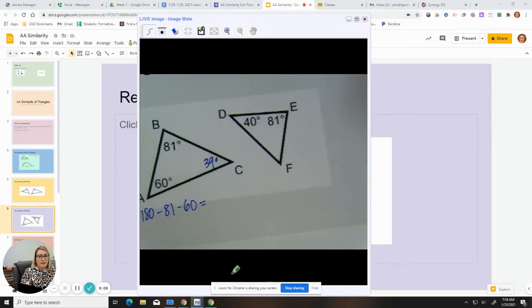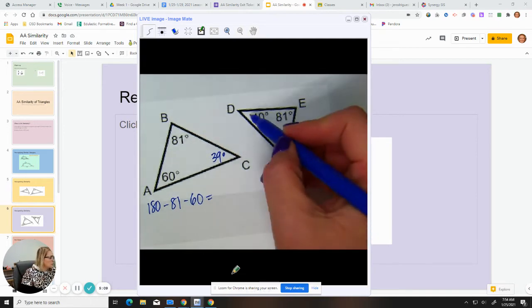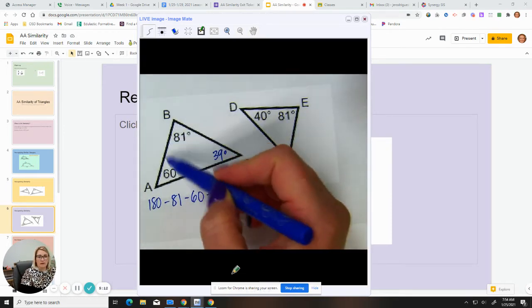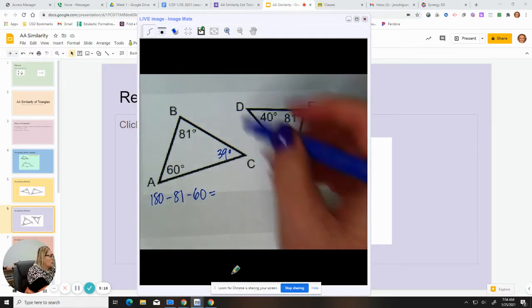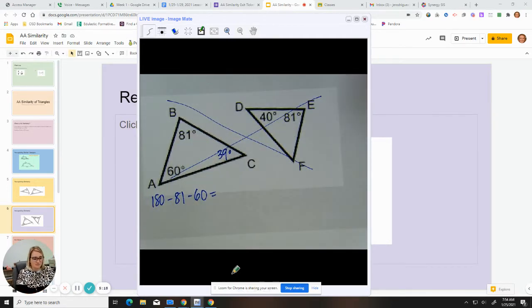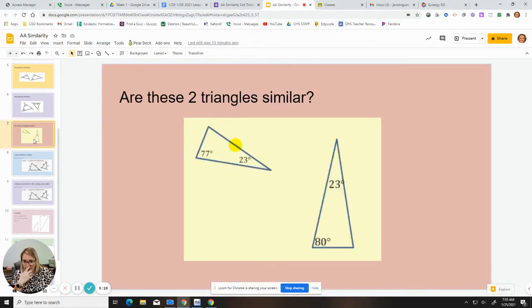So you should be able to tell automatically that these are not going to be similar because there's not a 40-degree angle in here. And so because our angles have to be equal, we know that these ones are not similar triangles. They would be close, but they're not exact. And so therefore they are not similar. Okay. What about these two? Are these two similar triangles?